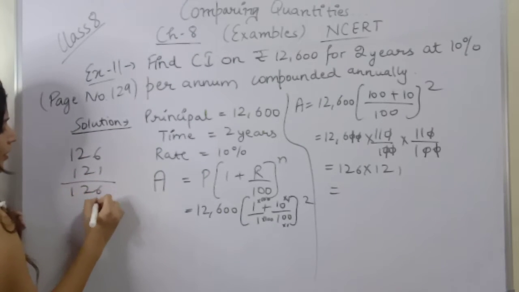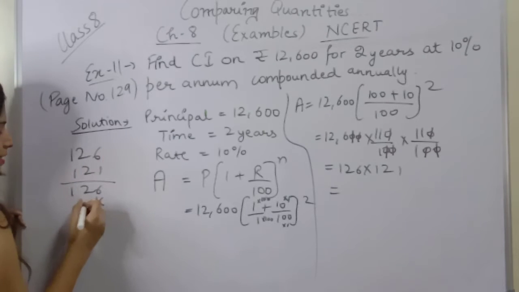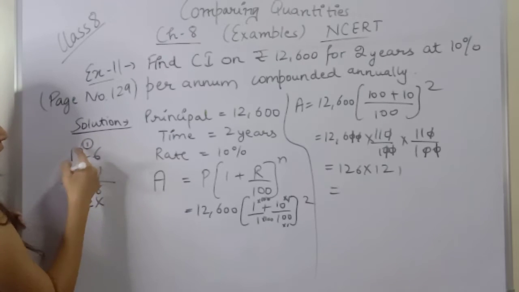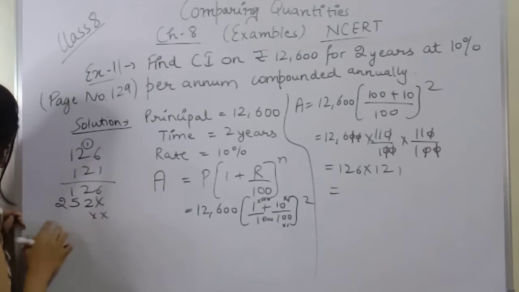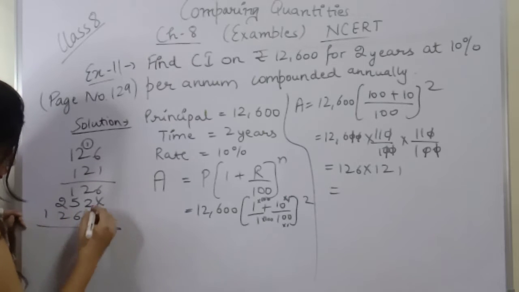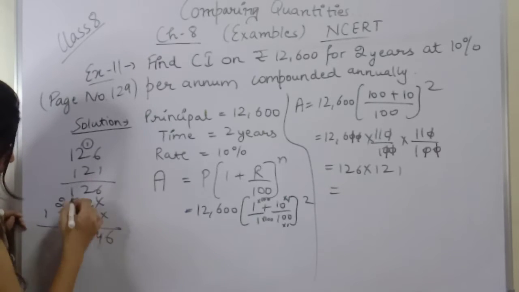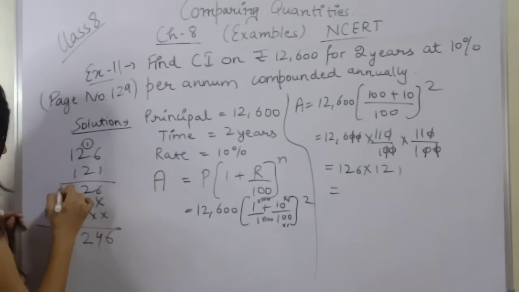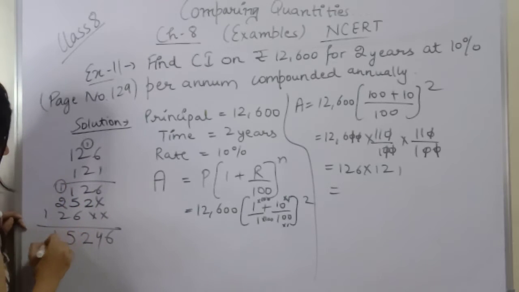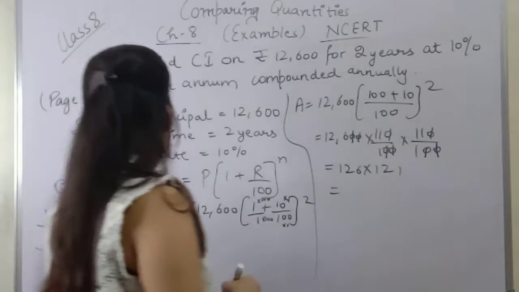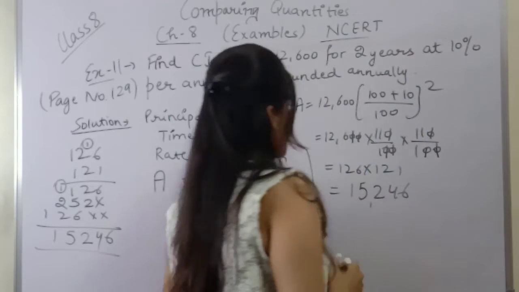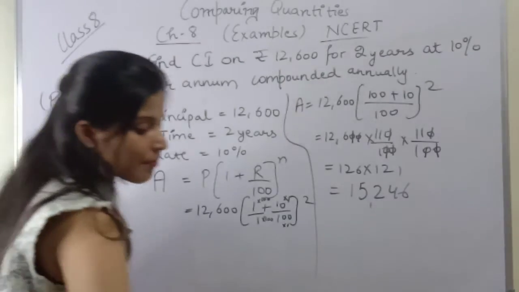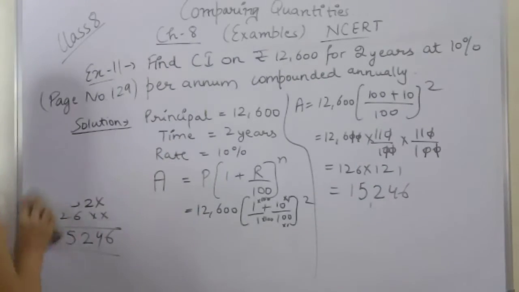This will be 126 as it is. 6 2s are 12, 1 carry. 2 to the 4 plus 1 is 5 and 2 1s are 2. Again 126. So this is 6, this is 2 plus 2 is 4, this is 6 plus 6 is 12, 1 carry, this is 2 plus 2 is 4 plus 1 is 5. So we have 15,246. But this is the amount we got, and we want compound interest.